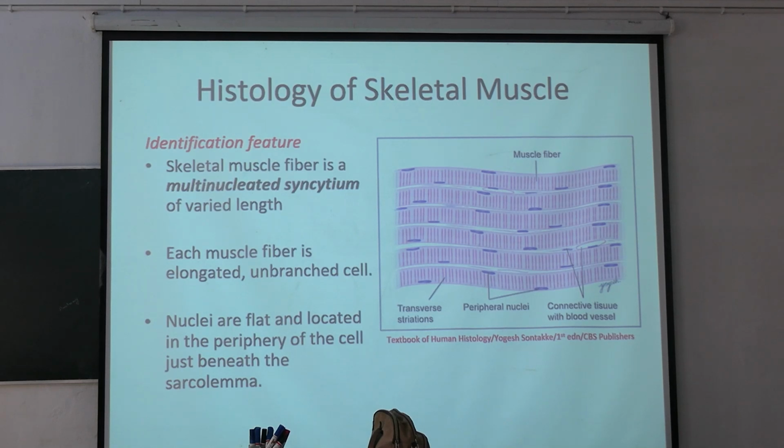Now, histology of the skeletal muscle. Now, identification with features. Skeletal muscle fiber is multinucleated. These are the fibers. Okay. Now, of varied length. Each muscle fiber is an elongated, unbranched cell. The nucleus is there. Now, nuclei are flat and located in the periphery of the cell, just beneath the sarcolemma.